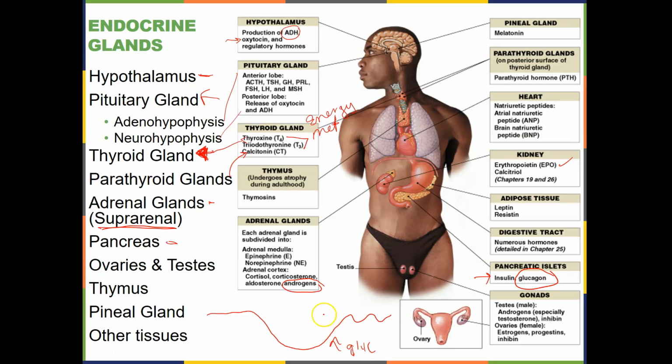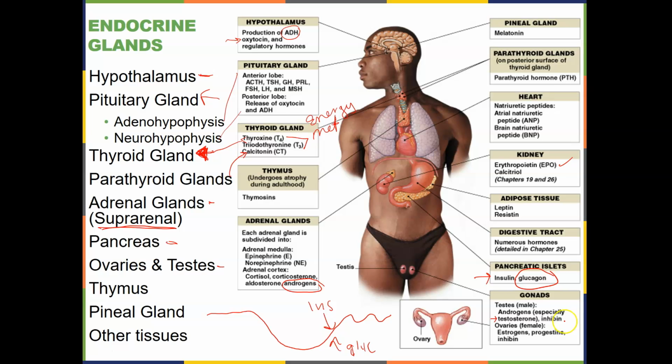And what's interesting is it's also the action of insulin. So insulin and glucagon work together to keep blood glucose levels relatively stable. We have reproductive organs, testes and ovaries. Since this is a male model here, obviously they're pointing to the testes. They're the male gonads. They produce androgens, especially testosterone, but testosterone can be converted to other things.